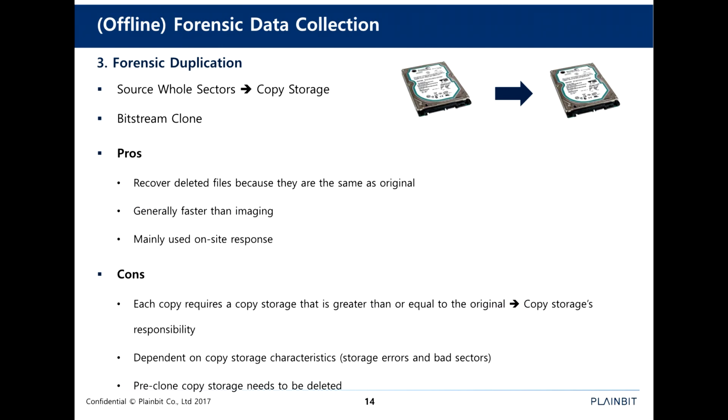Third method of offline collection is forensic duplication, which clones all areas of the original storage medium into a copy storage medium. Copy storage medium must be equal to or larger than the original storage medium. This method is not typically used in the analysis process because 10 replicas must be collected when 10 people are analyzing, but it is used for field collection because it is faster than forensic imaging.